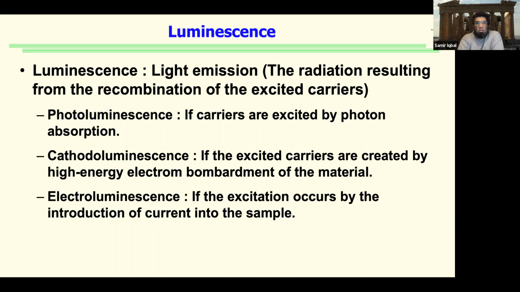Or electroluminescence, which is that if the excitation occurred by applying a current to the sample, right? So they all are luminescence, but then how we created the EHP to start with would define it to be one type or the other. We use all of them in devices. We use all of them in semiconductor materials. So as a designer, we have to know in one type of design what kind of excitation has to be used.